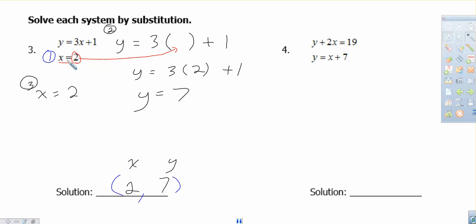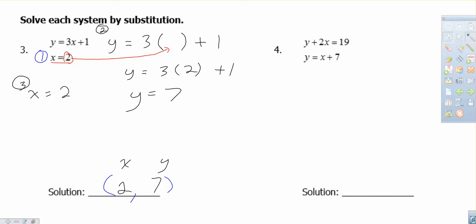Okay, so we start with one of them that has either x or y by itself, use that in the other equation, substitute that in, solve that equation, whatever we get, 7 in this case, and then go back to that first equation. Kind of go full circle. Hopefully that'll be more clear in this next one, number 4.